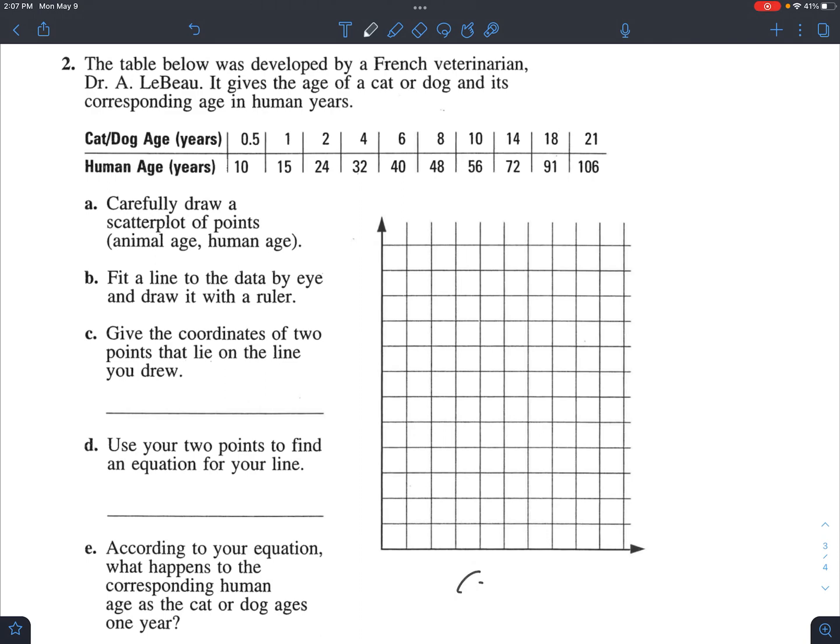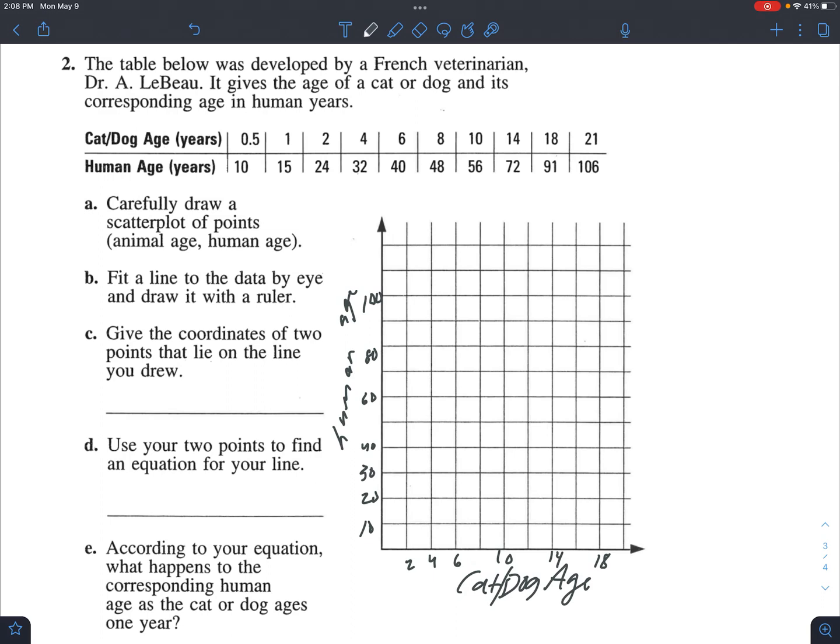We are going to plot cat and dog age versus human age. Okay, so we're going to count by twos since we go all the way up to 21. And for the human years, maybe we'll count by tens. All right, so let's just plot all these points.